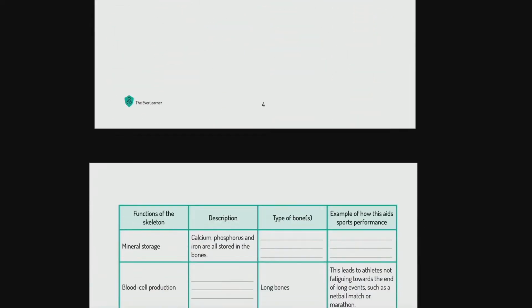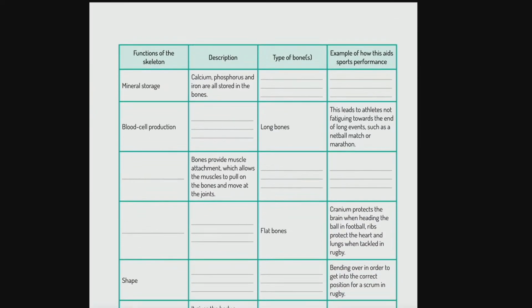So that's that. Now we're going to move down to this table. Now I realise we're doing quite a lot of tabley stuff, but a lot of revision will feel like that to you guys. We've got to make sure that we've got this. So we're looking at types of bones and examples of each function. So let's do this one. Mineral storage.